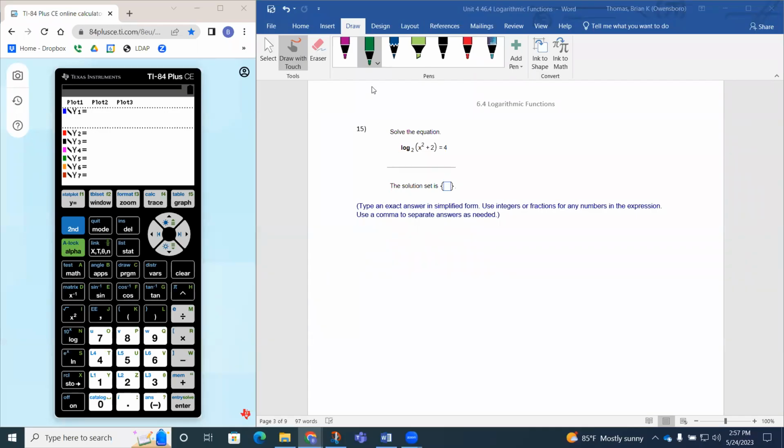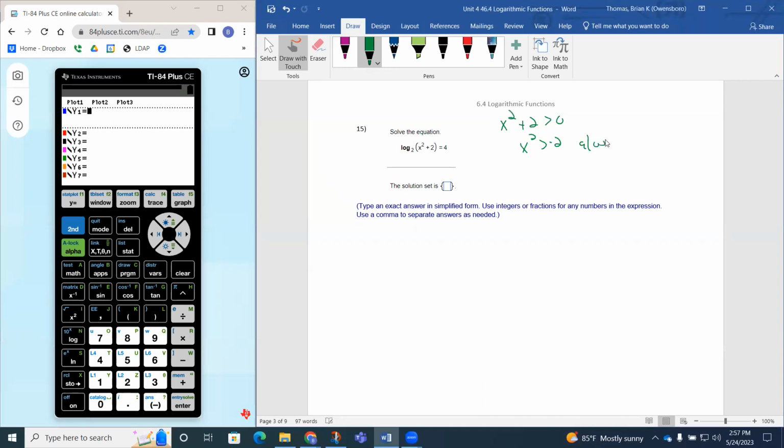So we'll solve this equation. We have the log of x squared plus 2 base 2 is equal to 4. So one thing we'll pick up on to start with is domain-wise, this has to be greater than 0. So x squared plus 2 must be greater than 0. If I solve this for x, you have x squared is greater than -2. Well, that's always true. Any number squared is going to be greater than -2.